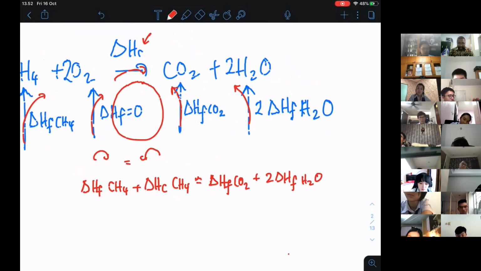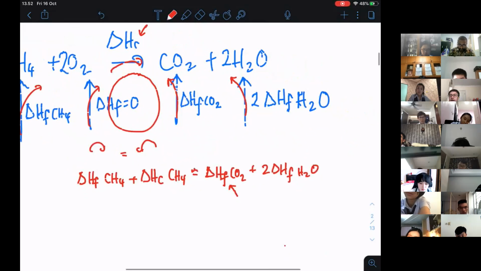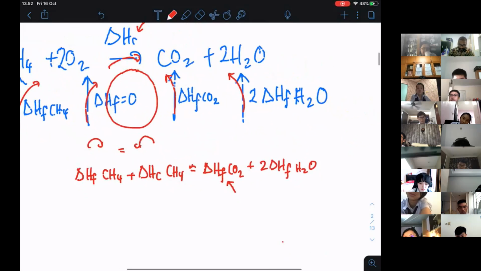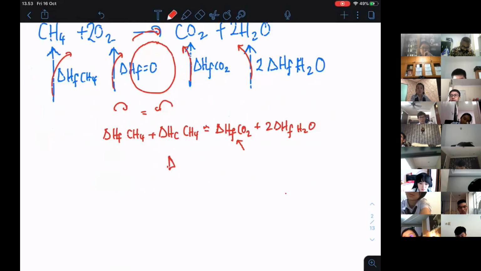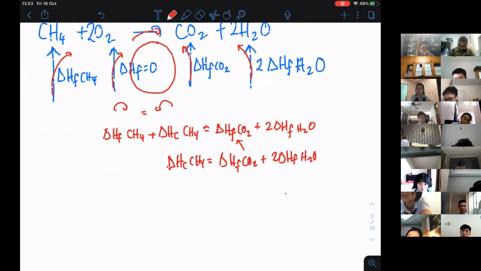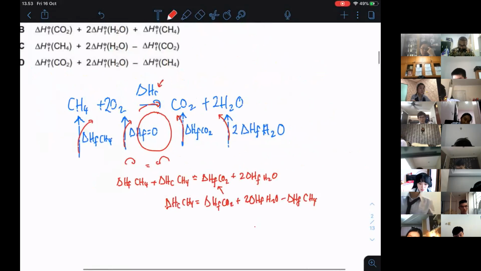Here I need to calculate which one is combustion. So for combustion, the enthalpy change of combustion of CH4 is, I just rewrite over here, minus the enthalpy change of formation of CH4. So you go and find out which one applies to that.